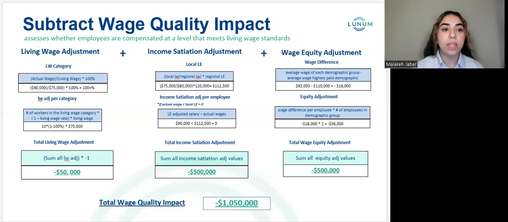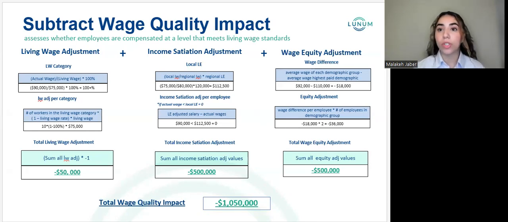We do this by taking the actual wage for employee X, that's $90,000, and dividing that by the living wage. In state Z, we know that's $75,000. We then multiply that figure by 100%. In this example, because employee X is earning above the living wage, the figure we reach is above 100%. So we'd consider employee X empowered and within that 100% plus category.